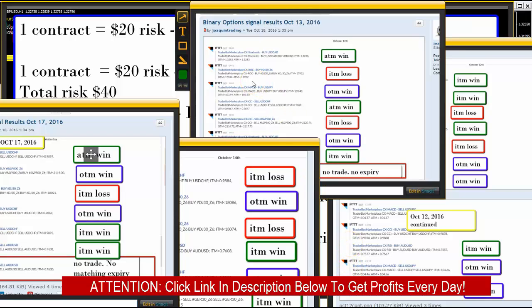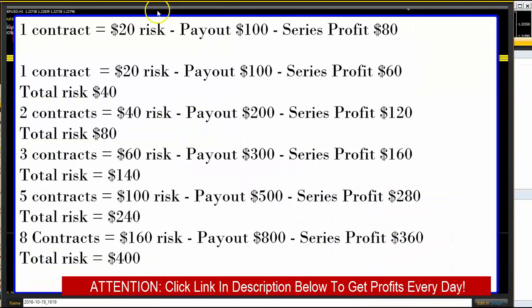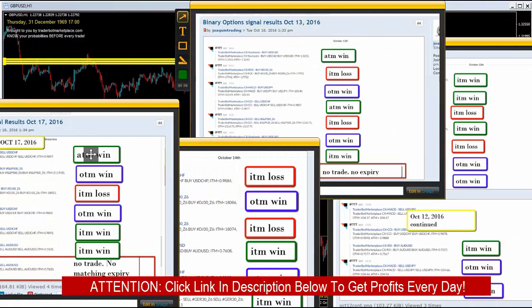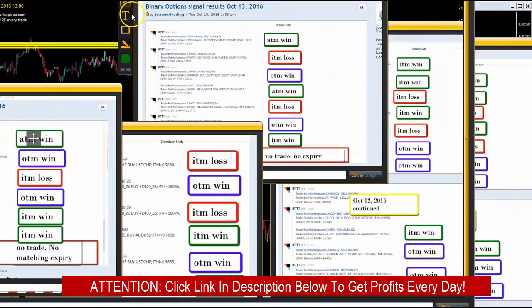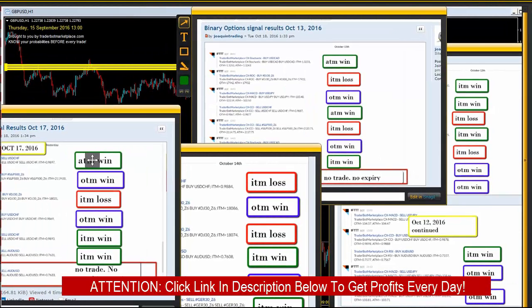Most of them are not that high. A lot of them are 3, 4, 2, 3, 4, 5. So we're not going to take every trade. What you want to do is, hang on, let me move this. You're looking for a series of 3 or so trades that haven't won in a row. Let's look for 3 that haven't won in a row.